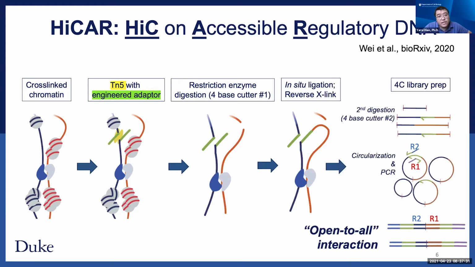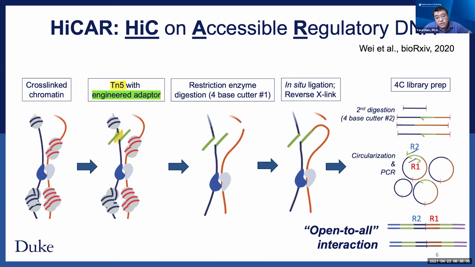Another trick that we use in HiCAR is that instead of doing Hi-C library preparation, we are actually doing 4C library prep. After reverse cross-linking of the genomic DNA, we purify the DNA and digest it using a second 4-base cutter. After that, we can circularize this DNA, and you will get the circles showing on the slide. Some of those circles will just be simple self-ligation of genomic DNA, or ligation of the chimeric reads that you will see in a Hi-C library.